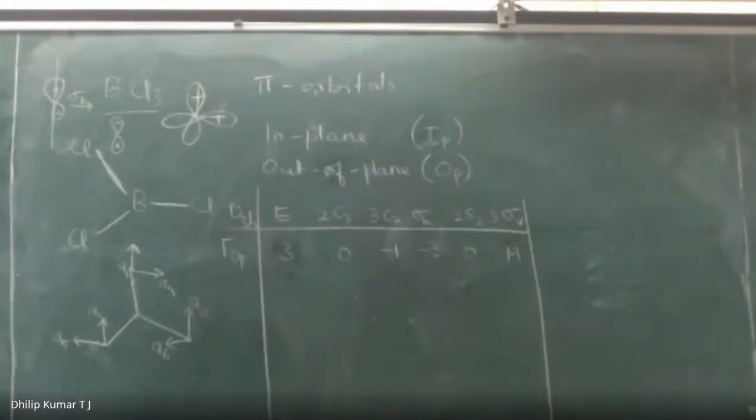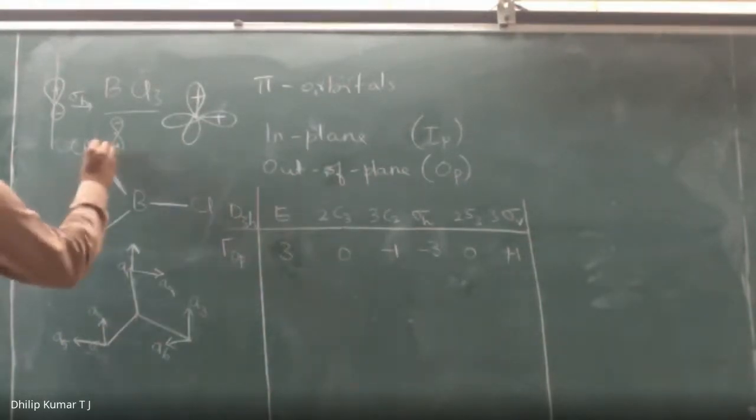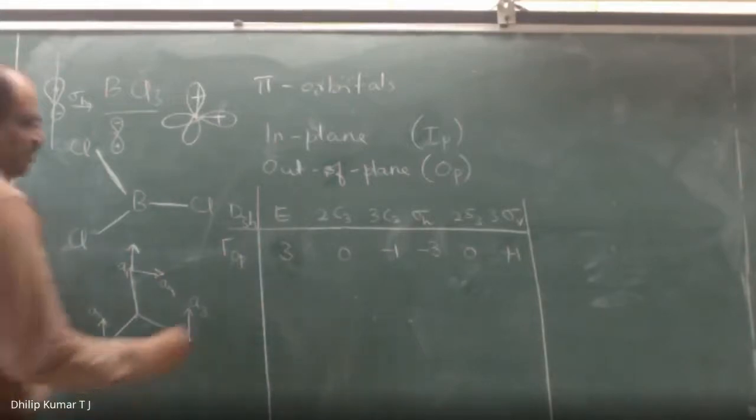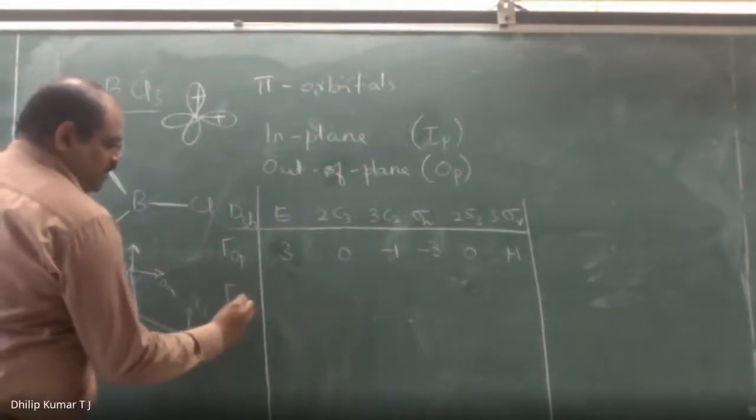Okay, this is a reducible representation for out of plane orbitals in the BCl3 molecule, considering only the 3 extreme atoms, Cl, Cl, Cl. Boron we are not taking, only the Cl atoms, and this is for out of plane orbitals. Let's write it for in plane orbitals.